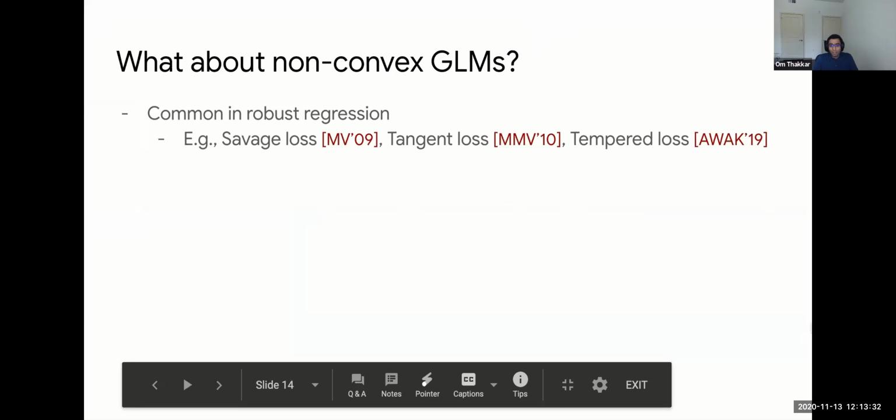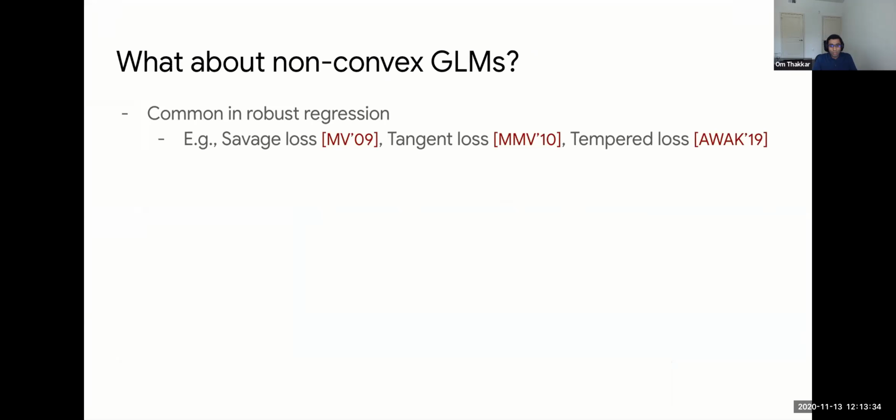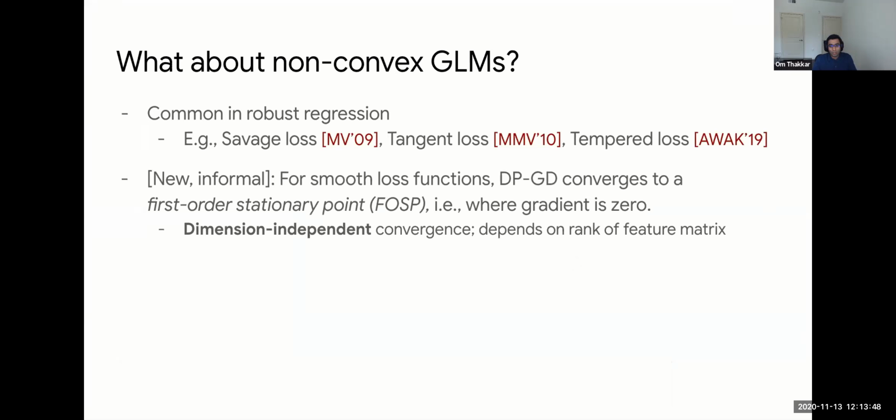Thanks, Shuang. So we just saw bounds for convex GLMs. Can we say something about non-convex GLMs? Such loss functions appear commonly in robust regression, such as Savage loss, tangent loss, and tempered loss. So in this work, we show that if the loss function is smooth, then DPGD converges to a first order stationary point, which is basically a point where the gradient of the loss is 0.